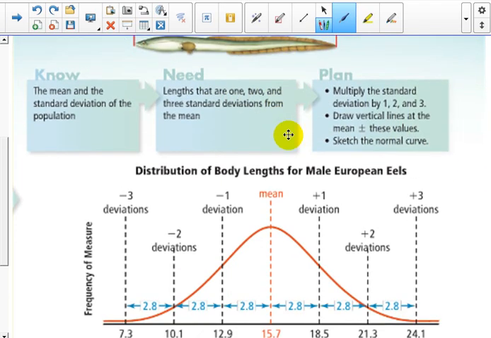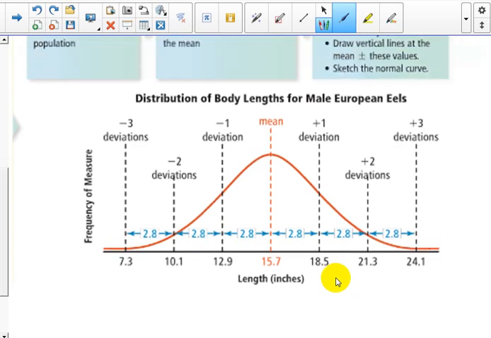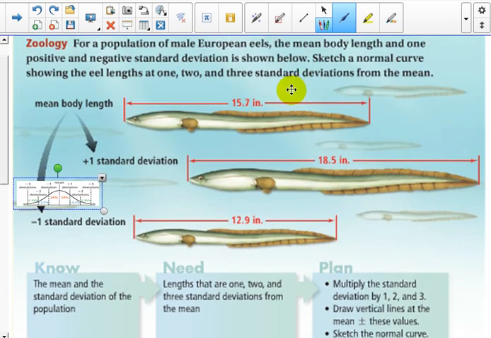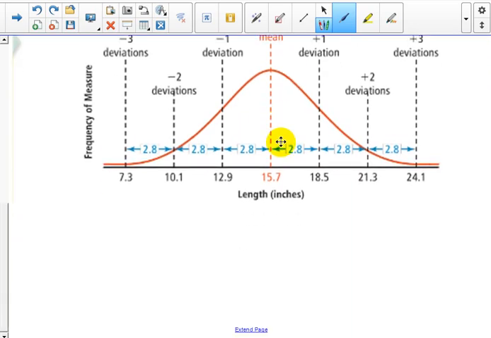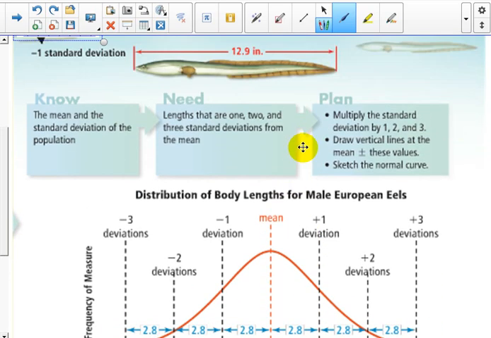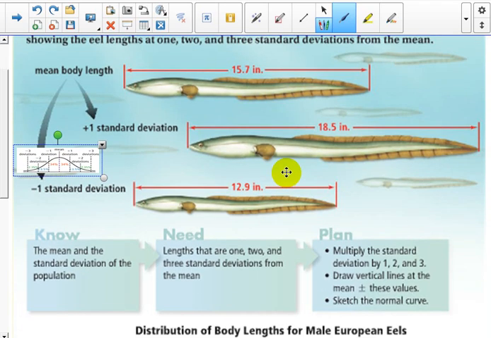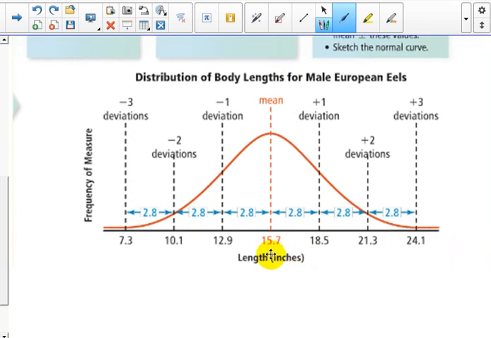Now, what are they going to ask us about this? They didn't ask us anything, did they? So I guess we were supposed to just sketch the normal curve, and that's what we did. Okay, so you take that curve and just do those additions and subtractions of your deviation. Any questions on that?